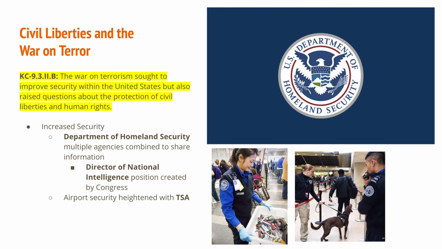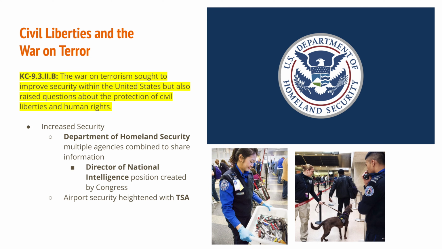All right, so the war on terrorism sought to improve security within the United States, but also raised questions about the protection of civil liberties and human rights. So since those attacks, we created a new U.S. Department of Homeland Security. It combined a lot of the different agencies that were responsible for similar tasks in keeping the country safe.